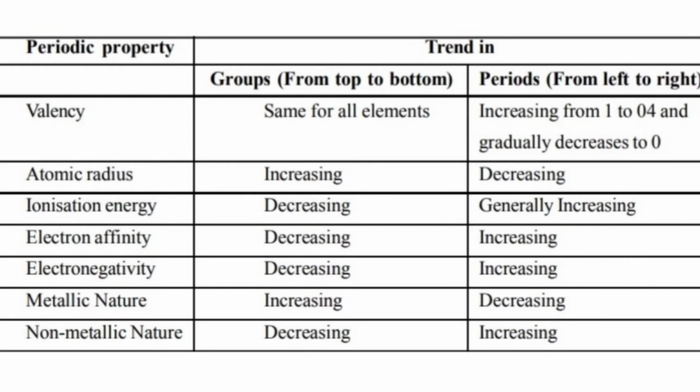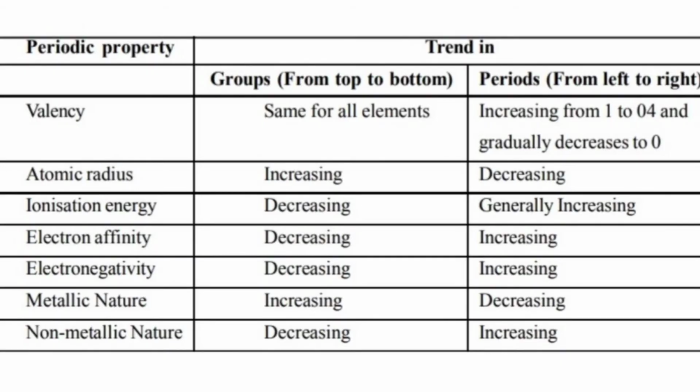This is very important. In the periodic property table, first is valency. What will happen to the valency? It stays the same for all elements from top to bottom in a group. All elements' valency remains the same. Atomic radius increases, ionization energy decreases, electron affinity decreases, electronegativity decreases, and metallic nature increases. From top to bottom, metallic nature increases and non-metallic nature decreases.